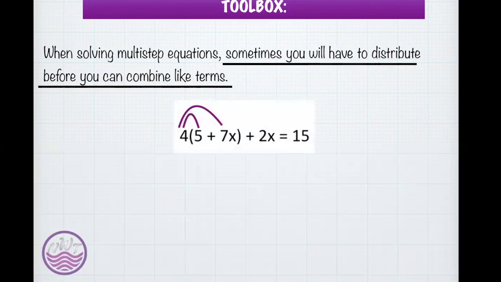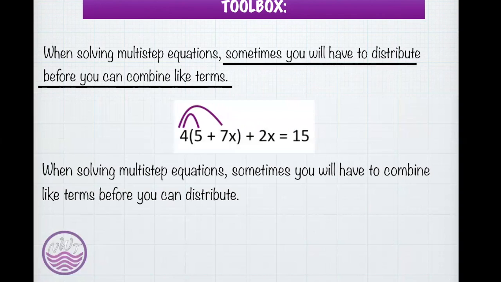I have 4 parentheses 5 plus 7x plus 2x equals 15. I have a grouping of the 5 and 7x. The 4 is on the outside, and the 2x is hanging by itself, and the 15 is far away. So I cannot do anything with the 2x. The 2x cannot combine with any like terms. That gives me the only option of distributing that positive 4. Remember, when we distribute, that means multiplication, and we'll talk about that more in the examples.